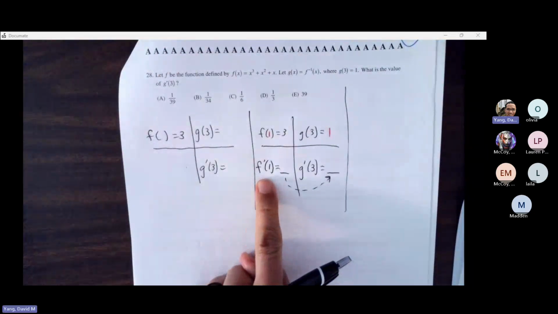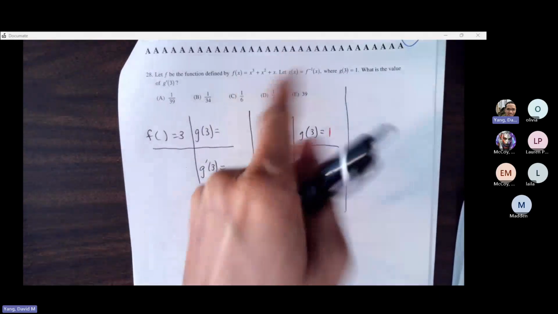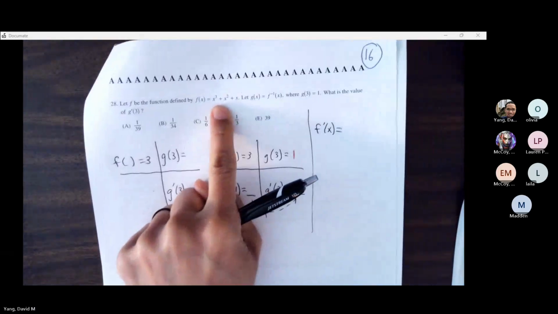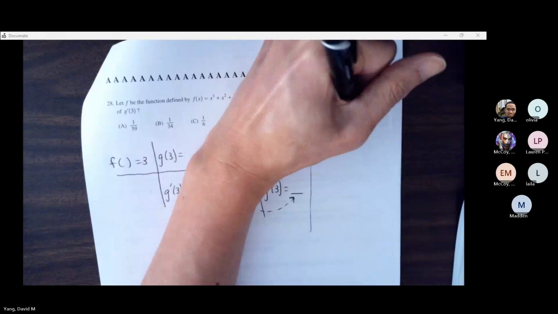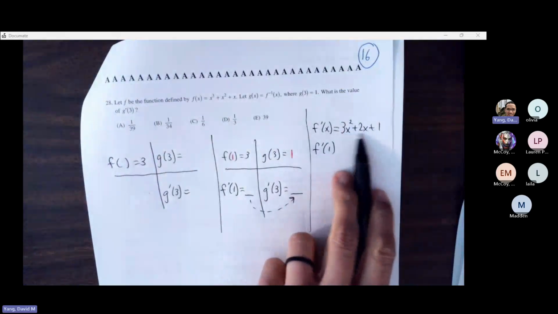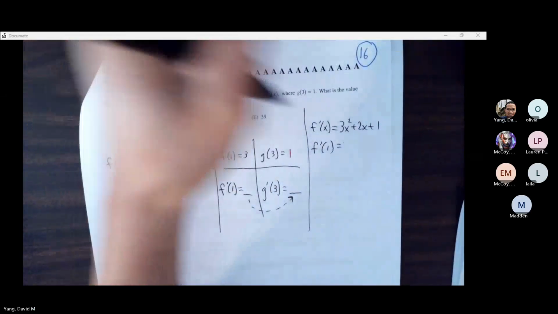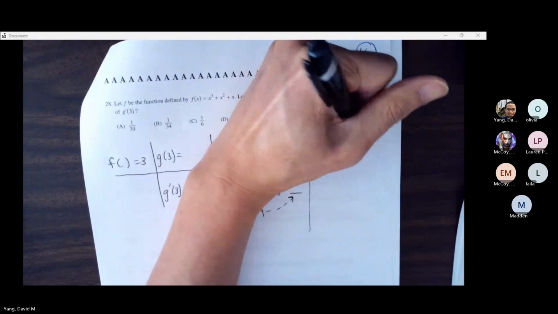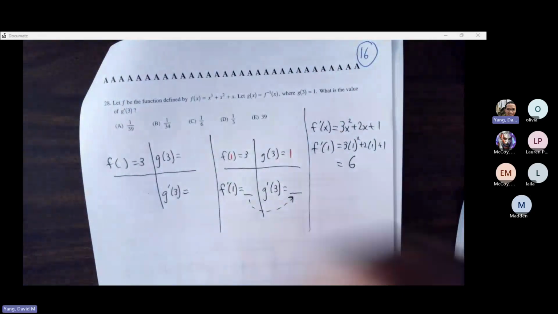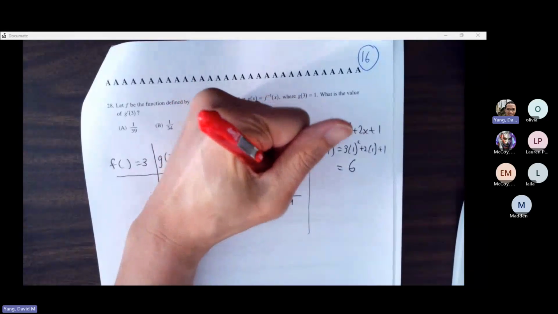Okay, so let's see if we can work on finding f prime of 1. Before we can get to f prime of 1, we first have to get to f prime of x. So we go through power rule. After we find the derivative, plug 1 into the derivative. F prime of 1 equals 6. Therefore, g prime of 3 must be equal to the reciprocal. So 1/6.